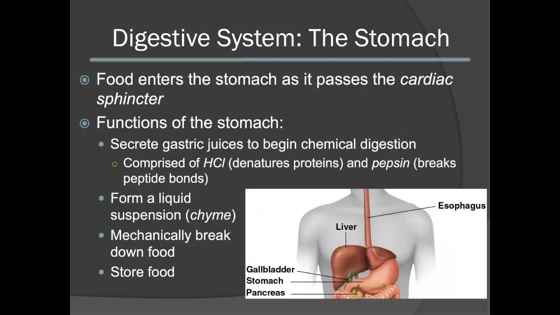Once the food passes down the esophagus, it will pass the cardiac sphincter and enter into the stomach. The stomach is important as it has many important functions. The stomach will secrete gastric juices to begin the process of chemical digestion. These gastric juices are comprised of hydrochloric acid to help denature proteins and pepsin to break apart peptide bonds. The stomach will also form a liquid suspension of the food called chyme. The stomach is also very muscular, which helps in the mechanical breakdown of food, and it can also help to store food before it enters into the intestine for absorption.